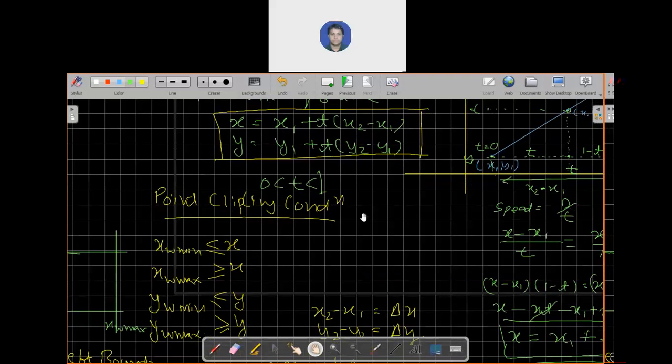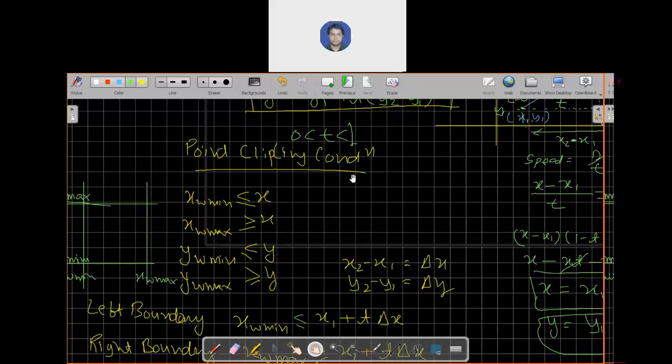In this parametric equation of the line, the value of t is always between 0 and 1. It is 0 at the initial point, and at the end point the value of t is 1. So all the intermediate points have a value of t between 0 and 1.